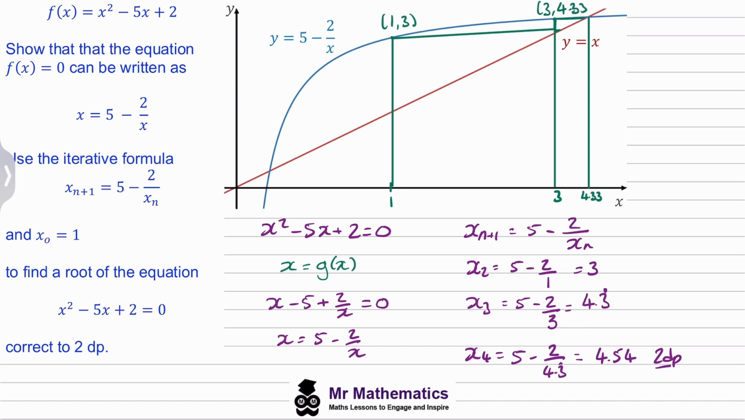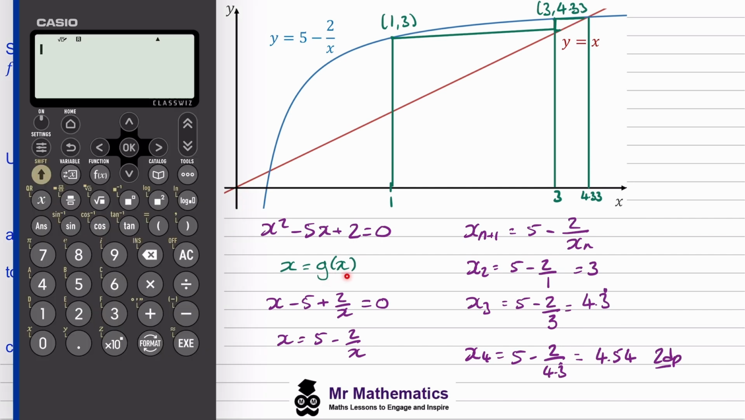So this is the general idea, but I want to show you a really quick way of doing this on a calculator. We enter g of x. So we've got 5 minus 2 over x. And we use the first iteration of x, which is when x equals 1. And we can execute that. And we get the 3, which we expected.